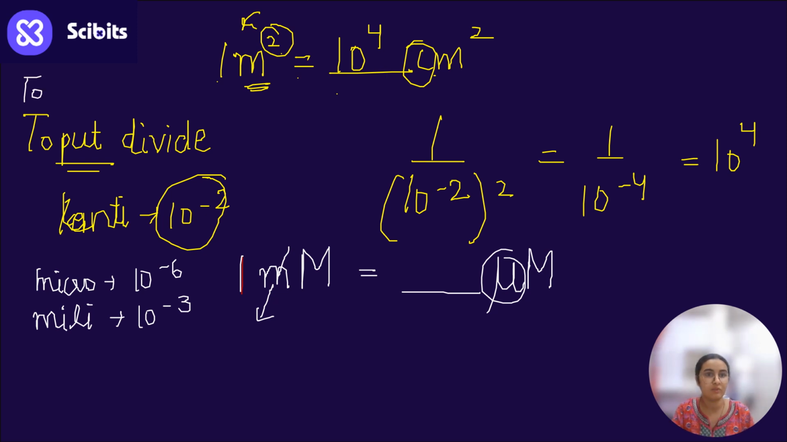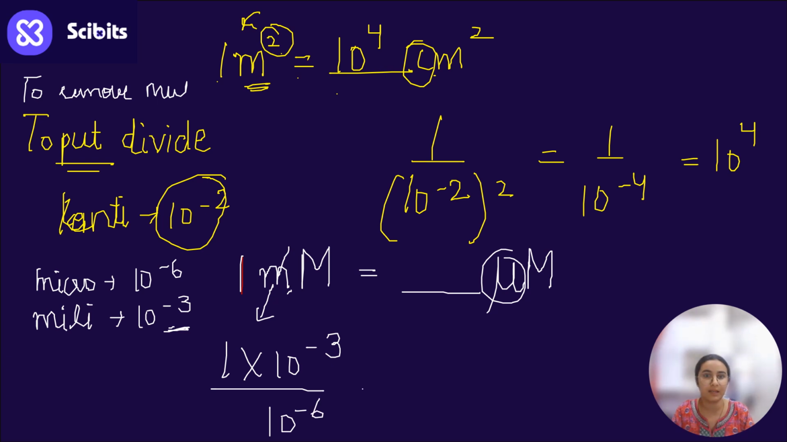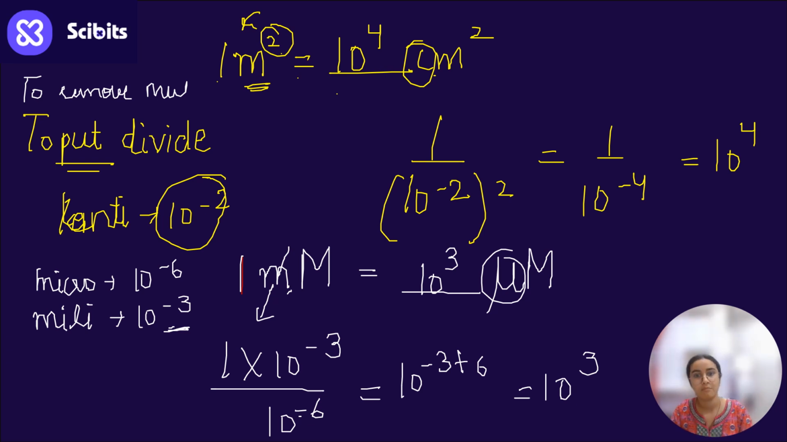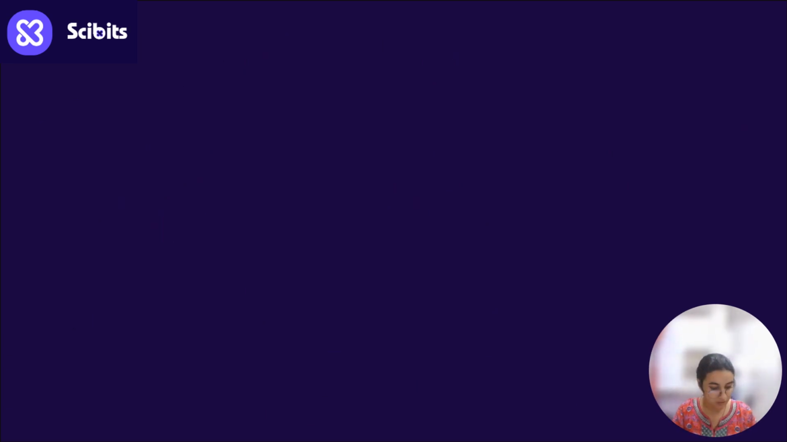For removal, the formula is to remove, multiply. So I have to multiply it with 10 to the power -3, because for milli it's 10 to the power -3. And I have to put micro. For micro it's this, so to put, divide. So I have to put this. Great. So it's minus 3 plus 6, that is 10 to the power 3. So in 1 millimolar, there are 10 to the power 3, meaning 1000 micromolar. I hope you understand this. Just practice a bit, you will be able to follow it easily. Okay, let's move on to the other thing.